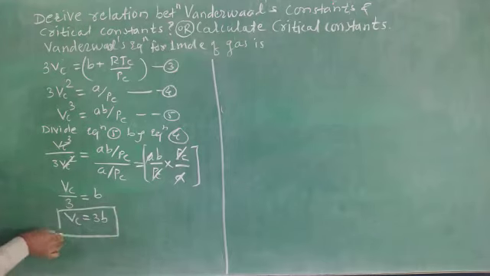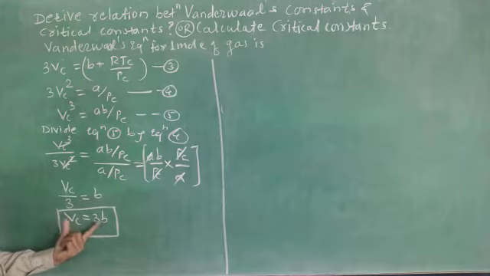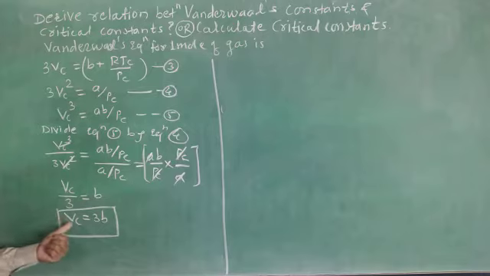Now what is Vc? B is the van der Waals constant and Vc is the critical volume. This is the relationship between B and Vc.